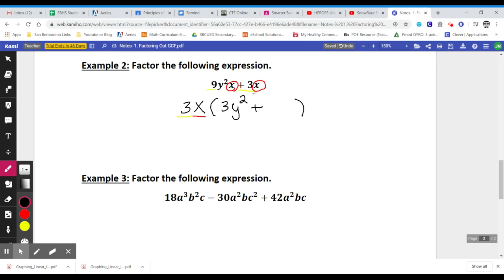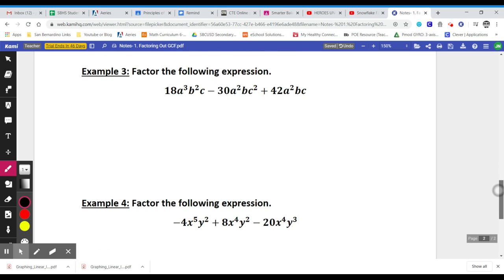And then finally, what can I multiply the 3x by to get 3x? Well, that should be obvious, right? 3 times 1 will give you 3. And then x times 1 is x because I already had an x on the outside. So I'm pretty much done here. So my final answer for example number 2 is this. The greatest common factor between these two terms, or this binomial, is 3x. And then that is 3x multiplied with 3y squared plus 1. Okay?